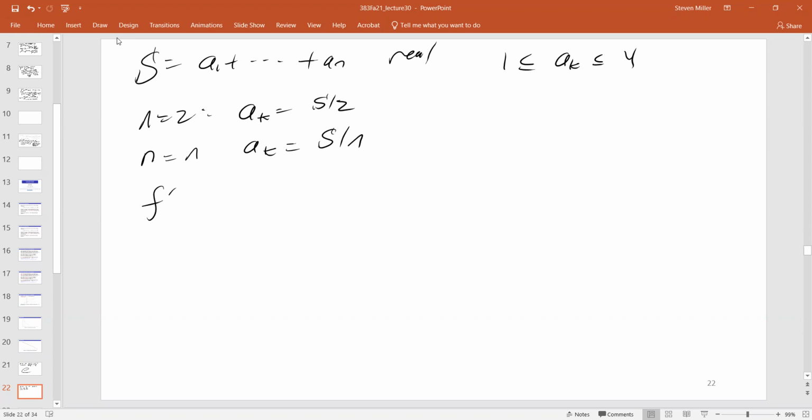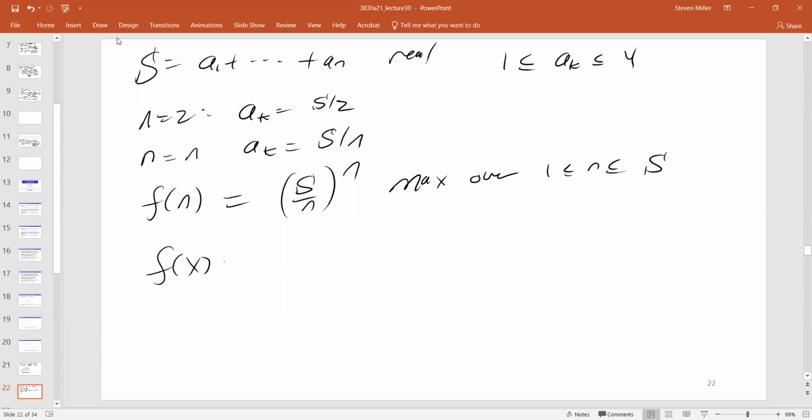So let's look at the function f of n, which is s over n to the n, and we want to maximize over 1 less than or equal to n less than or equal to s. It should be pretty clear that the maximum is not going to occur at the extreme cases, when n is equal to 1 or s. This is an integer valued function, and it's hard to find optimal points of integer valued functions.